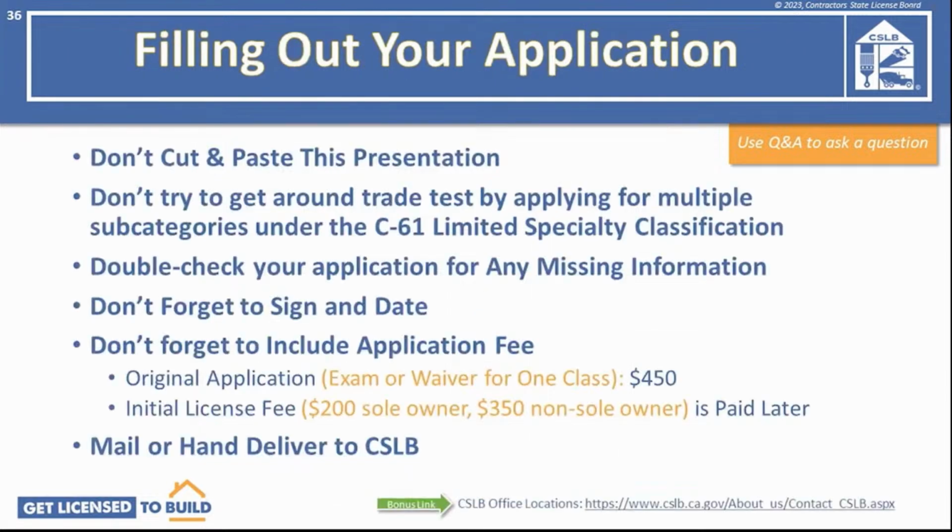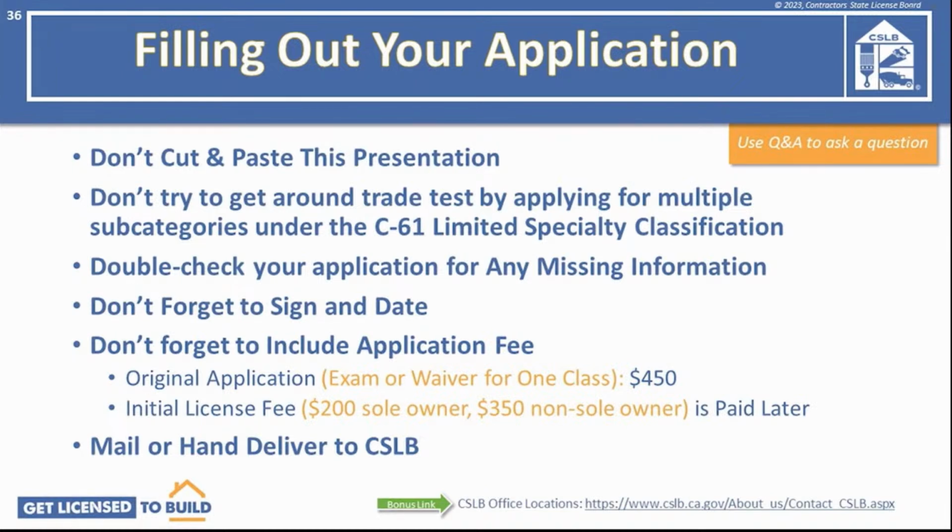One other note, CSLB gets more than 1,000 applications each month, so our application processing staff has seen it all. They've got 2 pieces of advice. First, don't cut and paste from this presentation. Also, don't try to get around having to take a trade test by applying for multiple subcategories under the C61 Limited Specialty Classification.